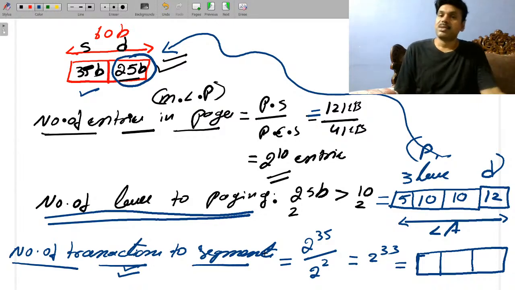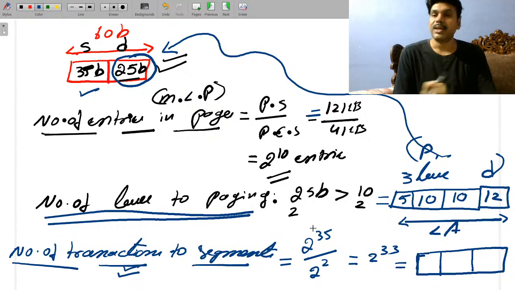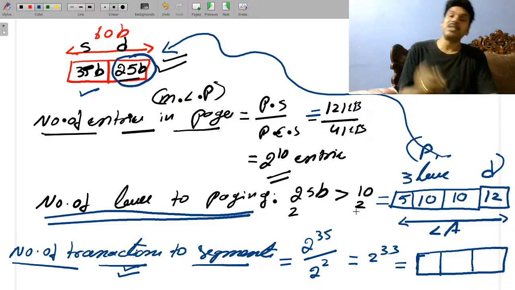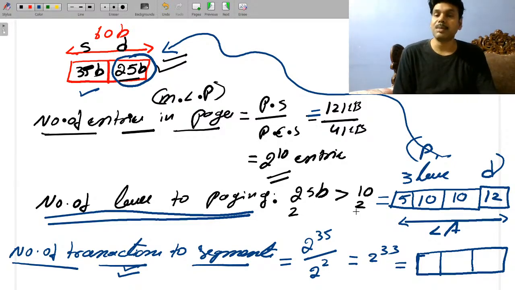So that's it, friends. Practice more on this and you are going to get confidence. Two things I said: one is segment side translation, the other is segment size translation. Paging we do separately, and paging in segmentation we do separately.